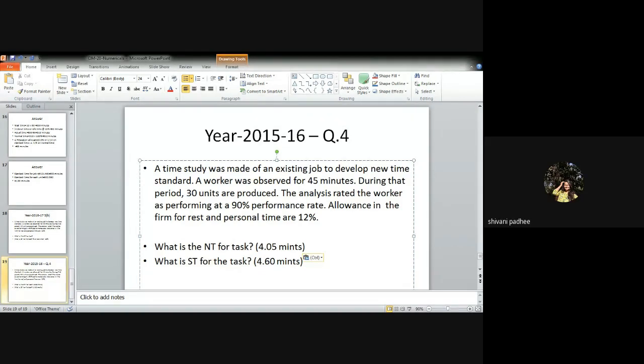So normal time is 2.7 and standard time is 3.068. Shivani, your mark is directly reduced to 0. This is a 16 mark question. Small mistakes directly reduce your mark. Yes, sir. Sorry.